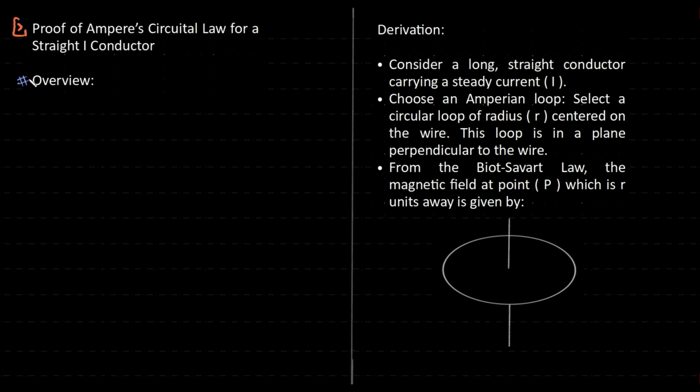From the point of understanding Ampere circuit law better, we have a small derivation. We are trying to prove Ampere circuit law for a straight current carrying conductor. Basically, we know the law is this: over the entire loop, if we integrate all the components of B and dl, the dot product between them, it should be equal to mu naught into the current enclosed by it, the current passing through it.